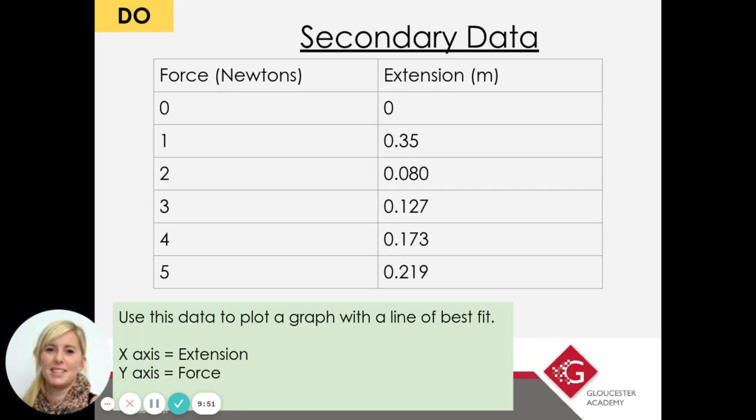Now, if you're thinking at this moment, I don't have graph paper, I still want you to do this task. So it can still be done in your exercise book. So you can use a ruler on lined paper, and you can do your newtons, your force, just 1 centimetre apart. And then for your extension, you could do, I don't know, 2 centimetres for every increment.